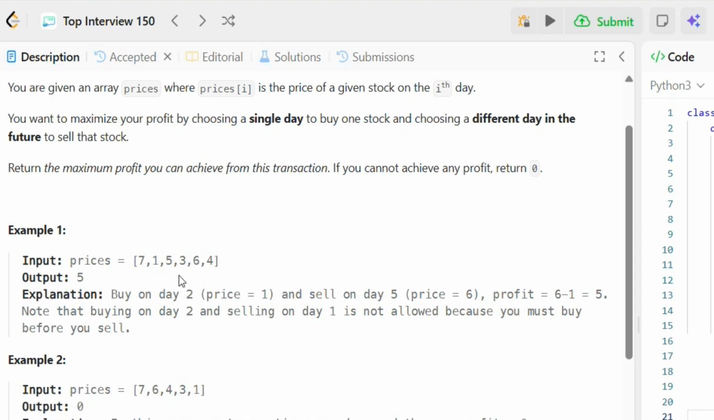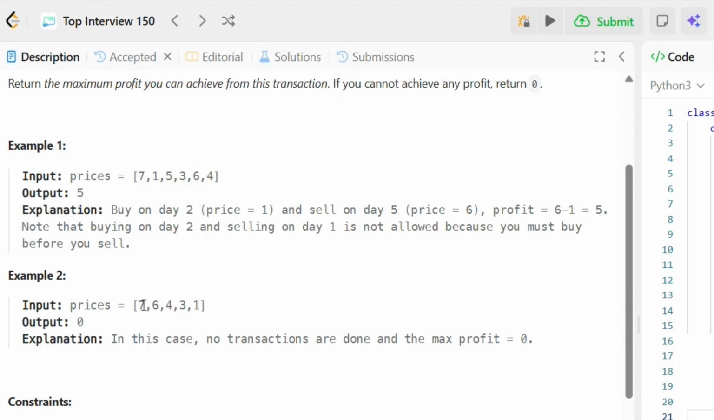6 minus 1 is 5, that is the profit. 4 minus 1, that is 3, is the profit. But out of this, which is the maximum profit? That is nothing but 6 minus 1, that is 5.